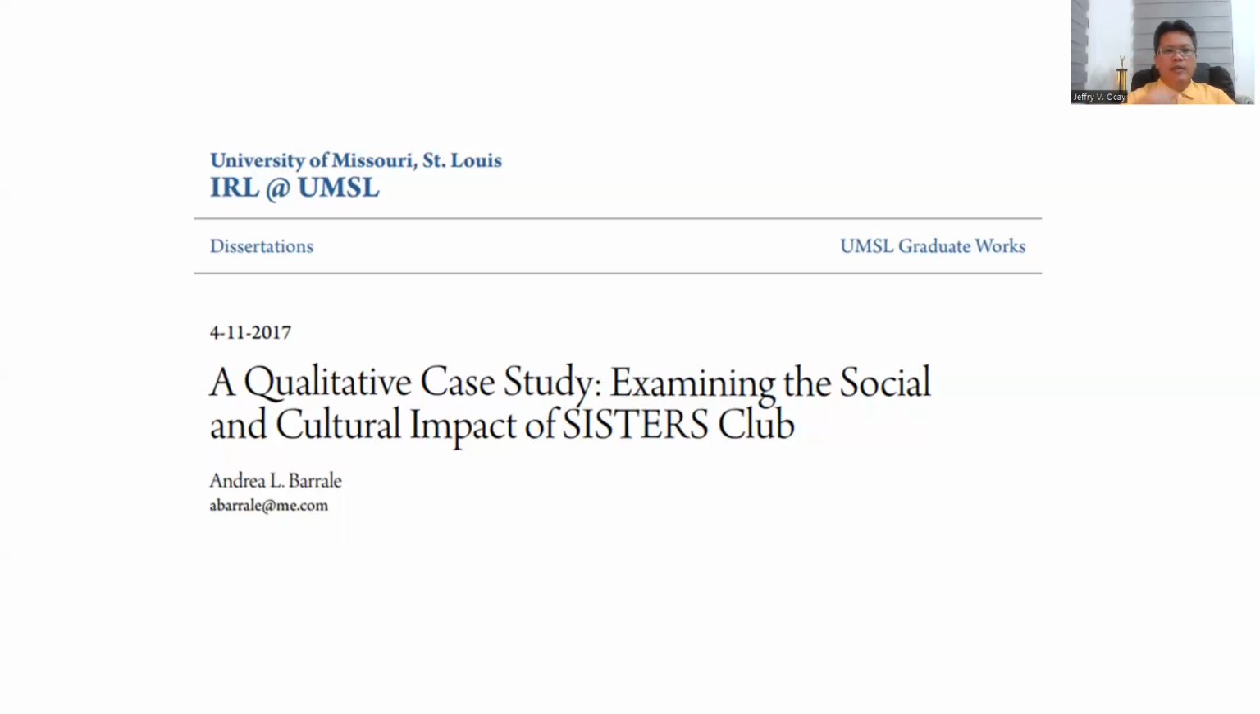And so the next example reads: a qualitative case study examining the social and cultural impact of Sisters Club. Just like in the previous sample, the title clearly describes what is addressed in the paper. It examines the social and cultural impact of Sisters Club, and from that we can have an idea of the results, and then there is the mention of the respondents or the subjects, and then the method used in gathering the data. It's just that, like the previous example, I don't know where this study was conducted. This is a nice title, but just like the previous sample, it would have been better if the researcher included the research locale.